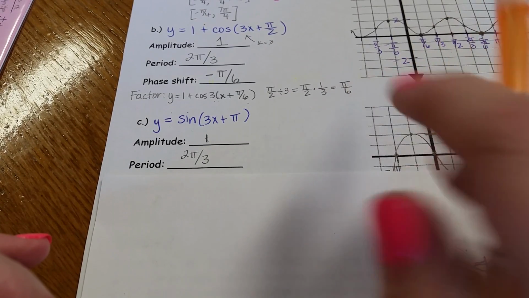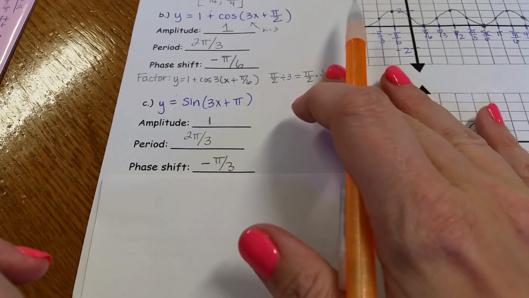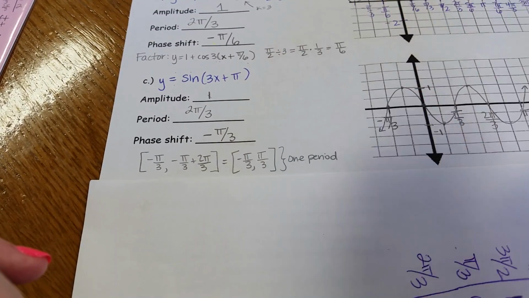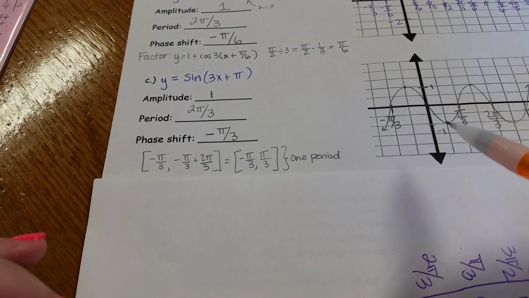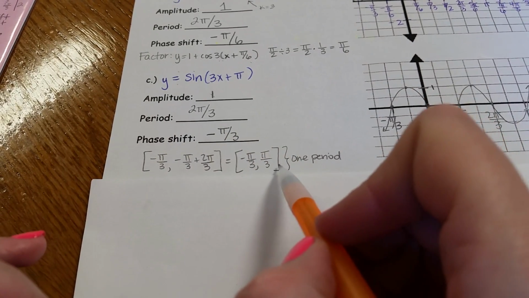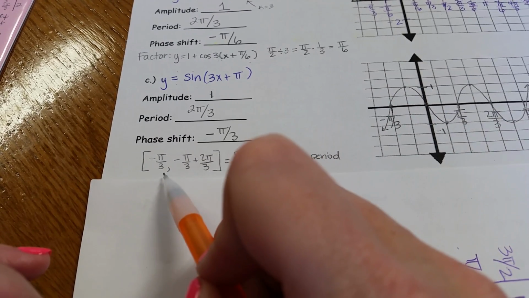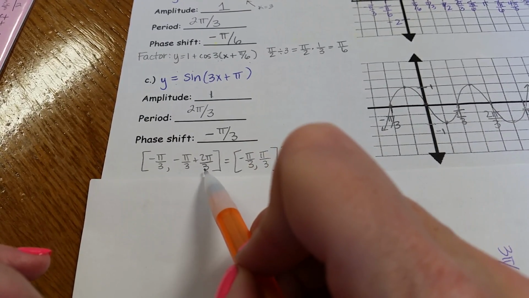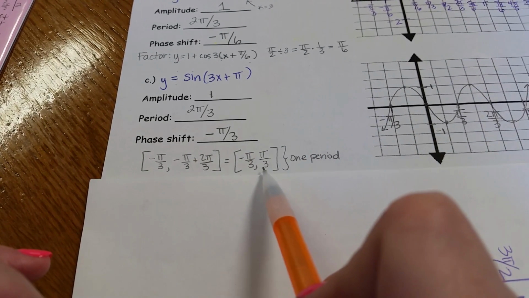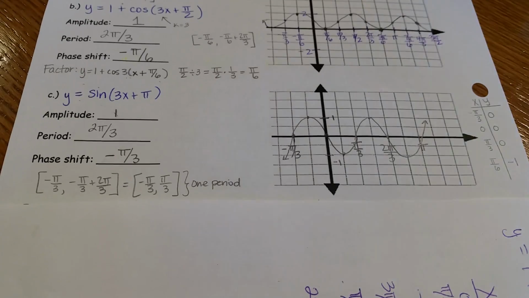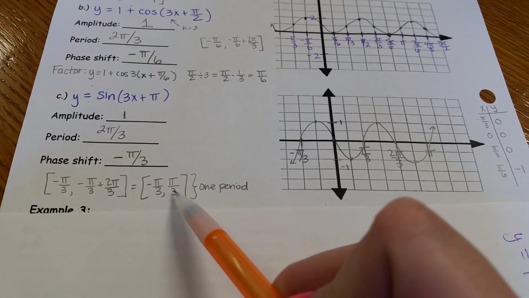Now we're going to find our phase shift. So we're going to factor out the 3, which means we're doing pi divided by 3, which is going to be negative pi over 3. All right, and then I also showed you here what the 1 period would be. So if you start at your phase shift and then do the phase shift plus the period, you're just going to add those together, and you'll get pi over 3.